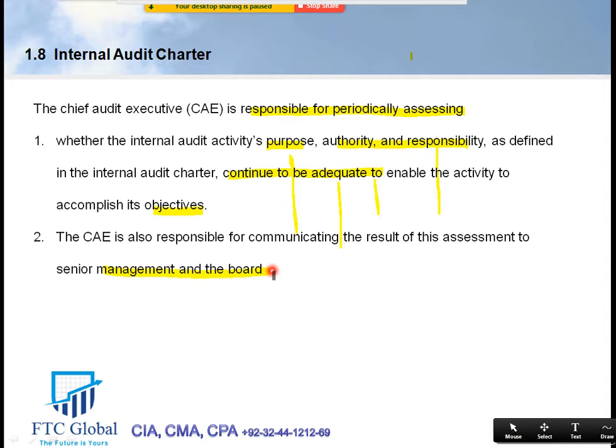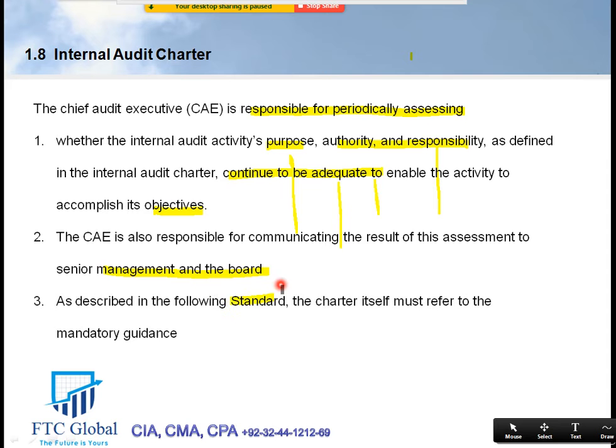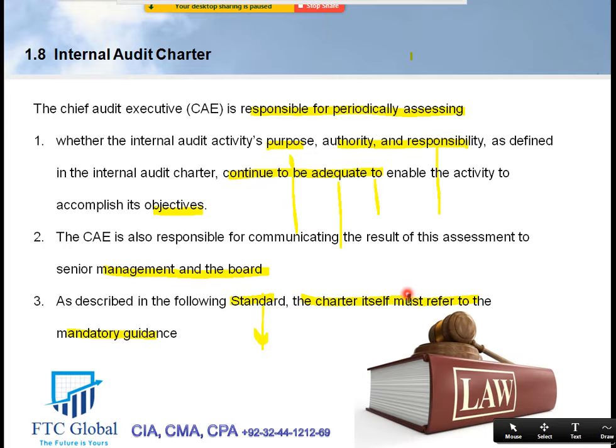And as described in the following standards, which I told you, we use simply the word standards now. There are three types of standards: performance standards, attribute standards, and implementation standards that explain and further elaborate the performance and attribute standards. We don't need to remember any standard number or standard title. We need to know what they are, simply. So as described in the following standard, the charter itself must refer to the mandatory guidance. The charter should not contain anything that contravenes the standards of internal auditing issued by the Institute of Internal Auditors. That's very crucial, because if you have drafted an internal audit charter that contravenes the basic mandatory guidance, then that charter is not acceptable. That will violate the code and violate the standards of the Institute of Internal Auditors. So the charter that we draw up must be in accordance with the mandatory guidance.